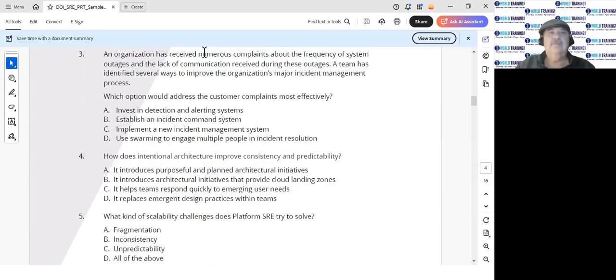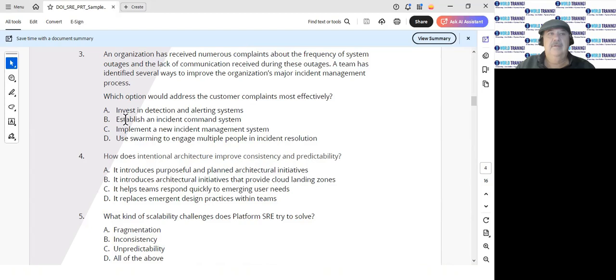An organization has received numerous complaints about the frequency of system outages and lack of communication received during these outages. Okay, so it's complaints about outages and lack of communication. A team has identified several ways to improve the organization's major incident management process. Which of the following options would address the customer complaints most effectively? Invest in detection and alerting systems.